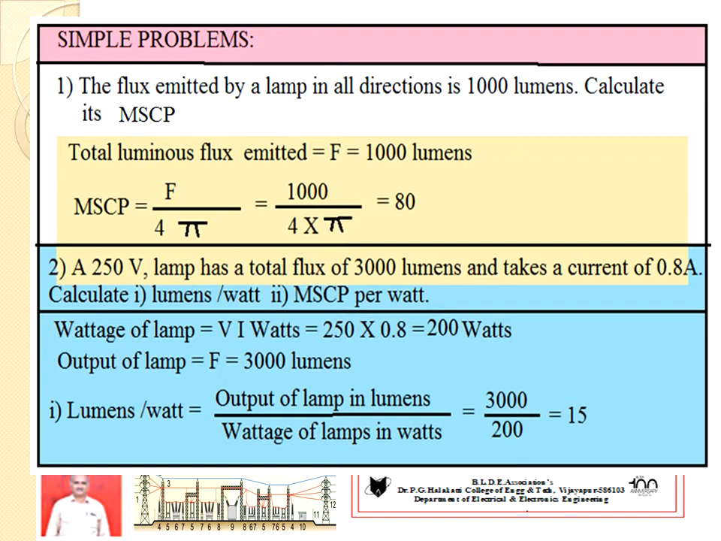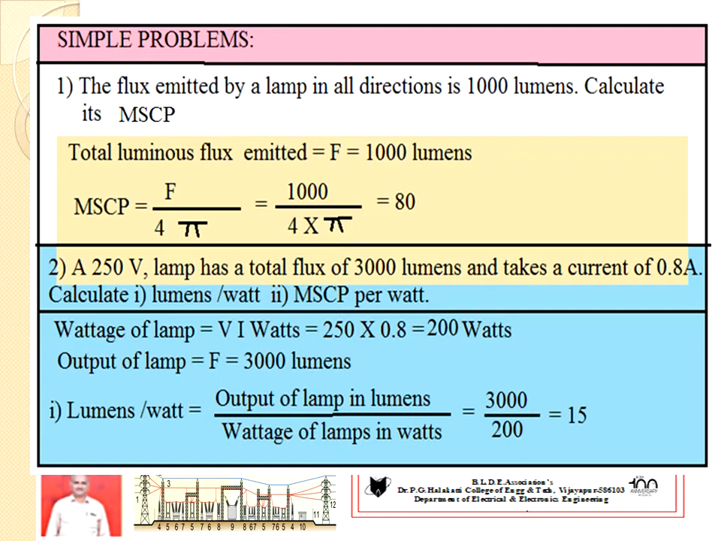Starting with simple problem. Number 2, a 250 volts lamp has a total flux of 3000 lumens and it takes a current of 0.8 ampere. Calculate lumens per watt, MSCP per watt.